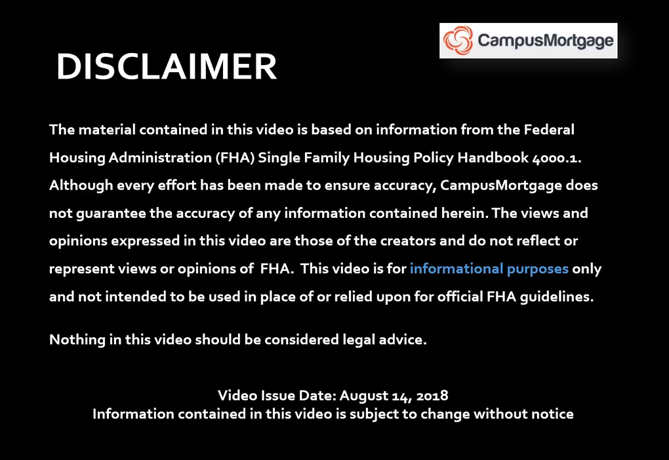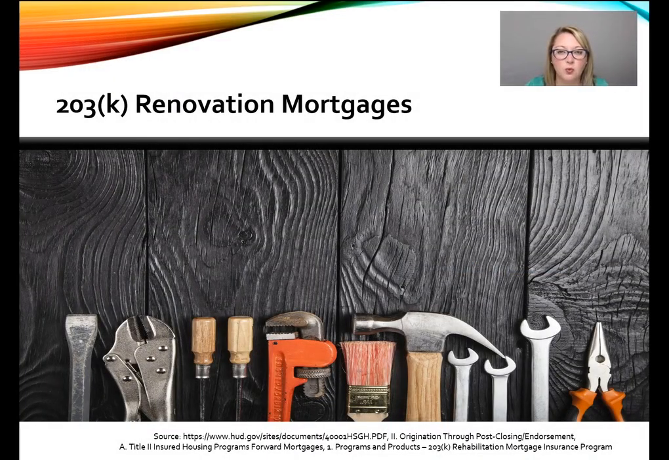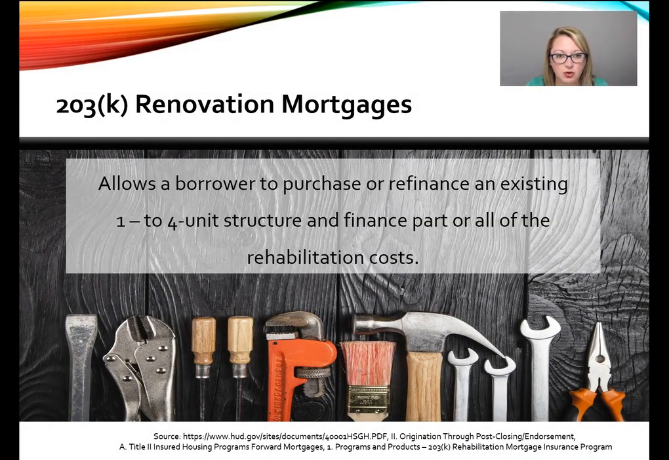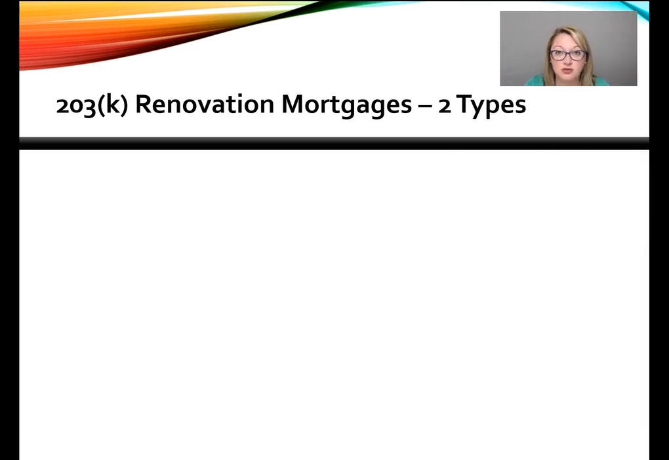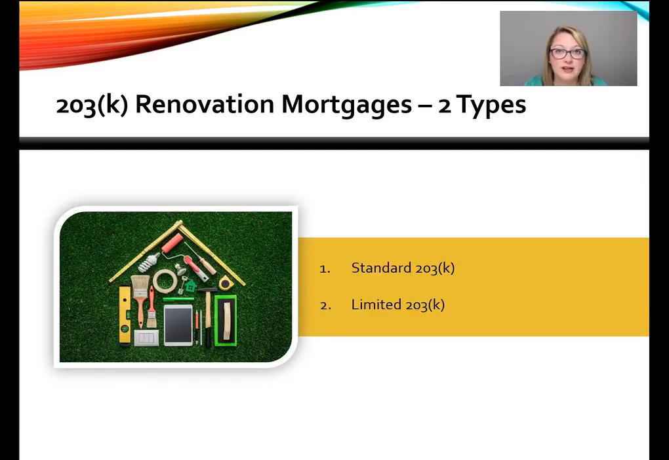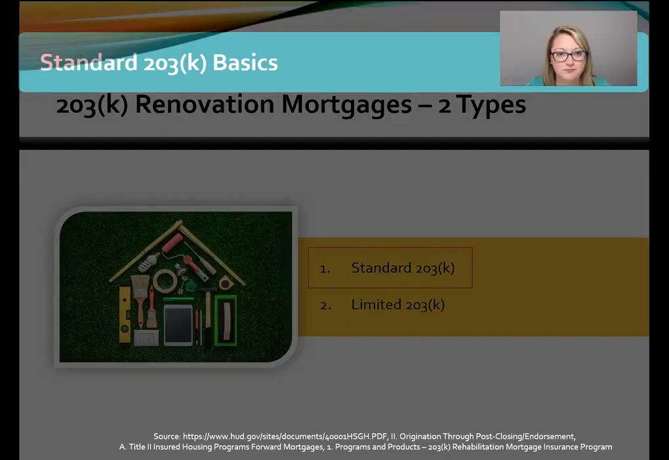without notice. As we discussed in part 1, the 203K renovation mortgage is a great product and allows borrowers to purchase or refinance an existing 1 to 4 unit structure and finance part or all of the rehabilitation costs. Now, we talked about there are 2 types. There is the standard 203K and the limited 203K. So in this video, let's go into a little bit more detail on the standard 203K.